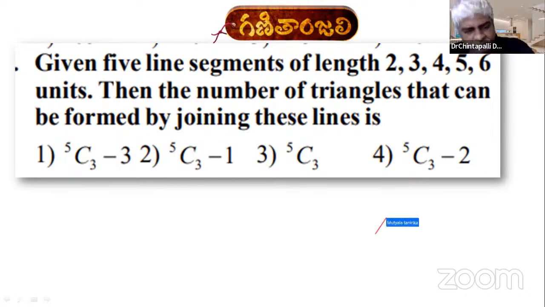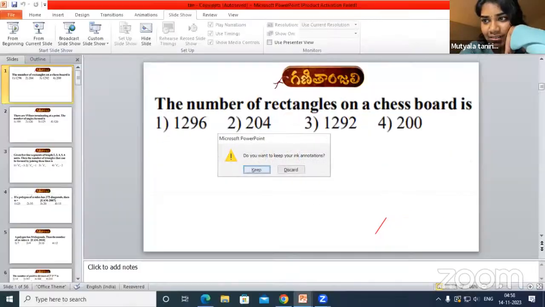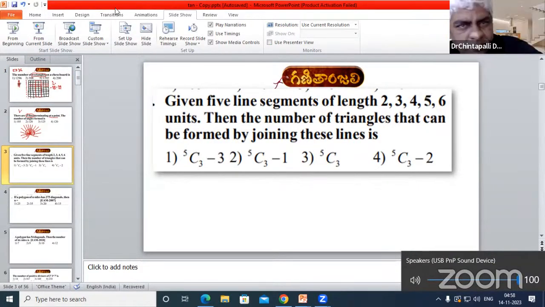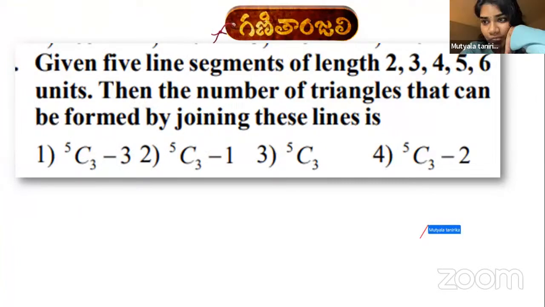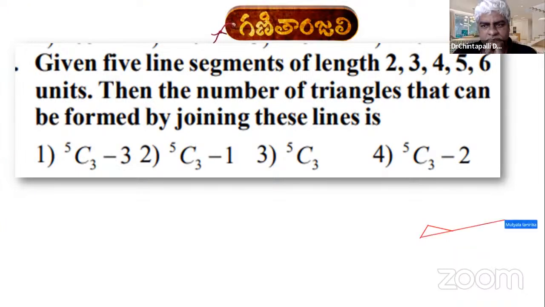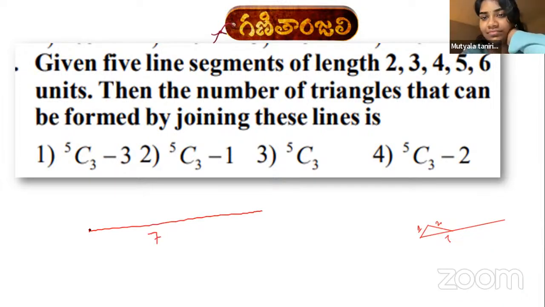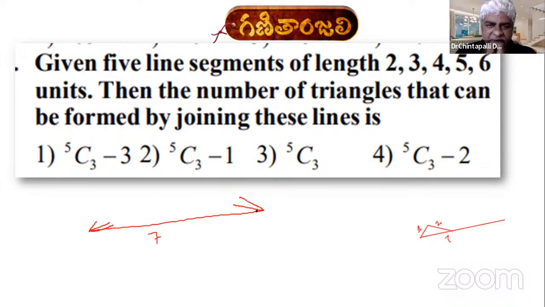Can you draw 1, 2, 7? Let's take that 1, then 2, and then 7. Let us draw. It is 7, it is 1, it is 2. Can it be a triangle? No, sir. Or can it be a triangle? No, sir. So it is not possible to draw a triangle with the measurements 1, 2, 7.